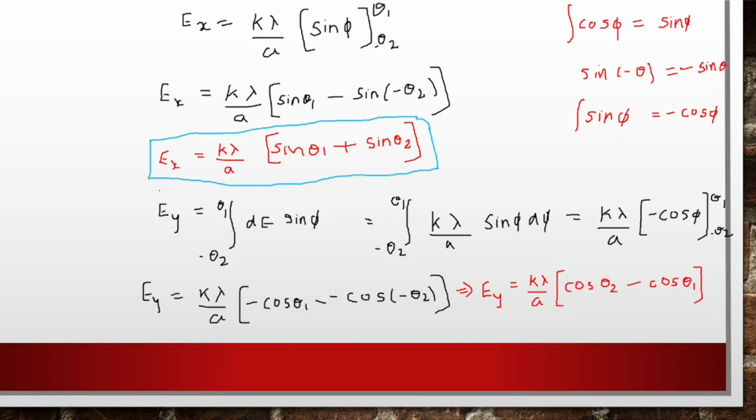So now we have got E of x and E of y. So in numericals there will be lambda given, a given, and theta 1 and theta 2 will be also given. So applying this theta 1, theta 2 and value for k, lambda and a, you will get the value of E of x and E of y. From that you can find the electric field easily. And there is a special case in this. So now let's discuss that. So in this we are considering the rod as infinite. So if the rod is infinite, what will be the electric field at the point P?